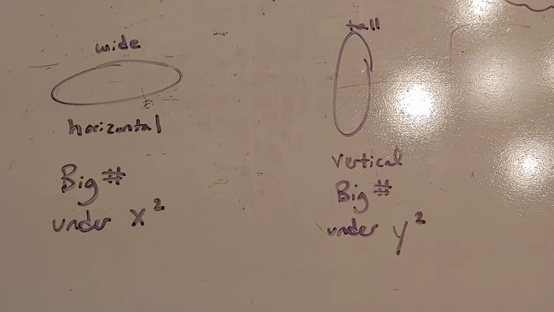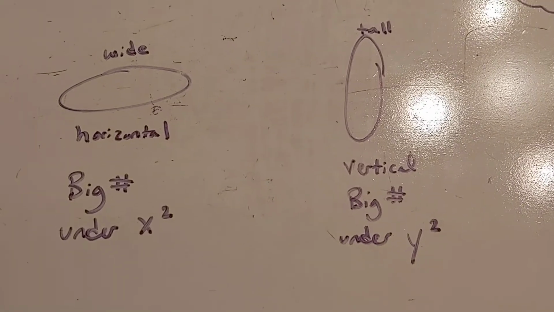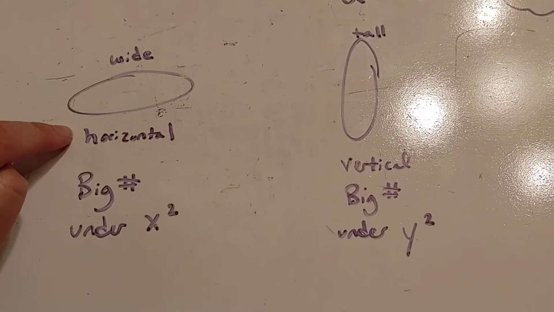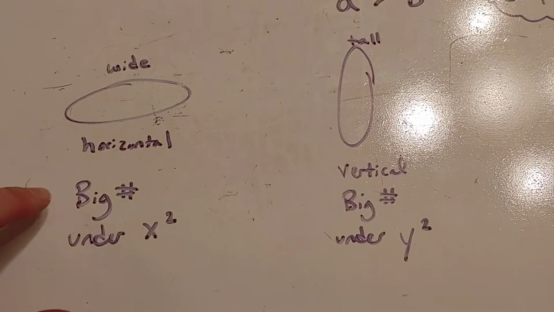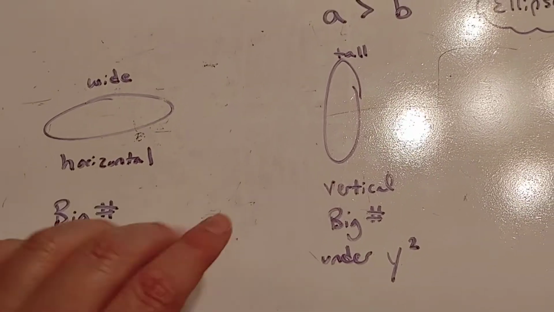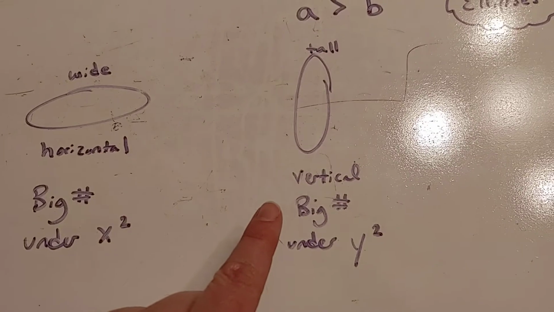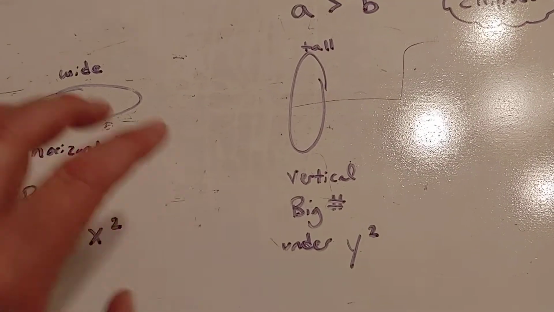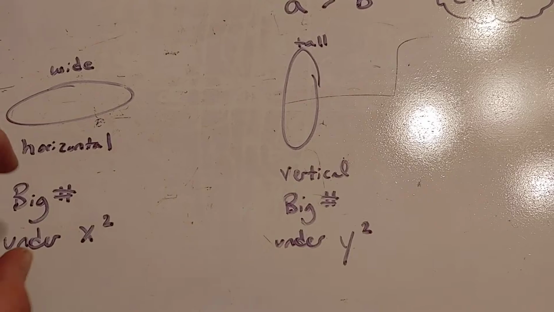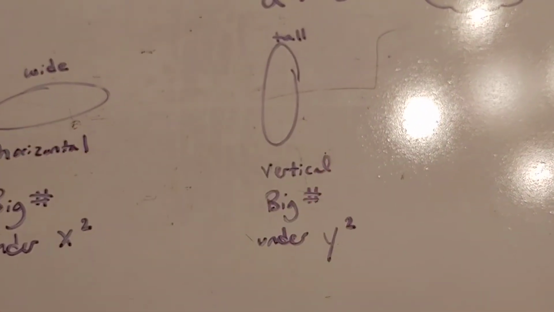All right, let's just look at that again for our notes purposes. So if we have a wide or a horizontal ellipse, that big number will be under the X squared. And if we have a tall or a vertical ellipse, that big number will be under the Y squared. So wide, the big number with X squared, tall, the big number with Y squared.